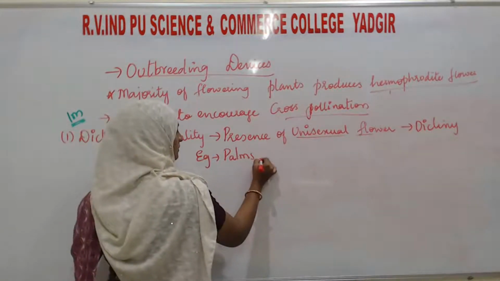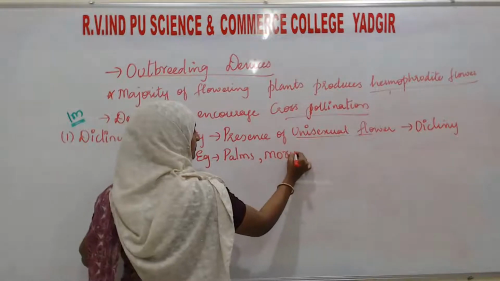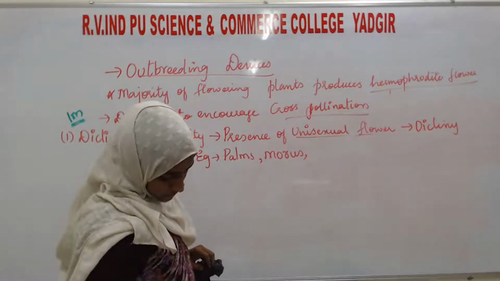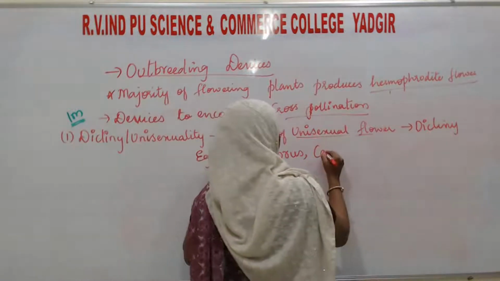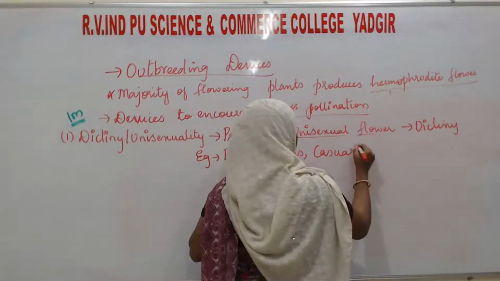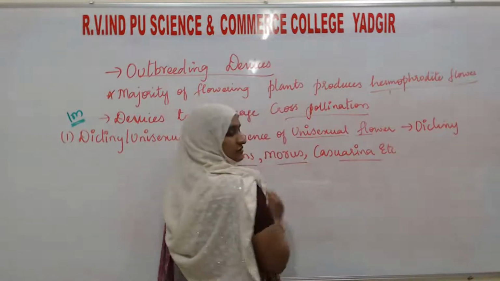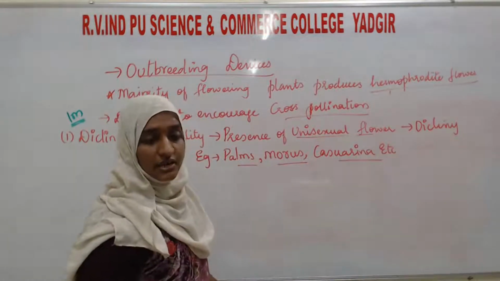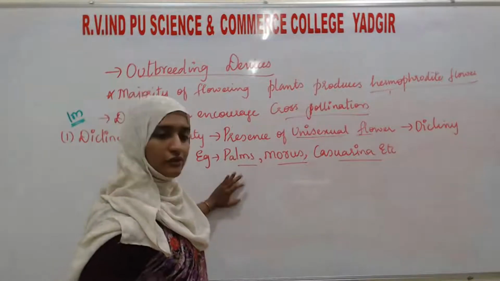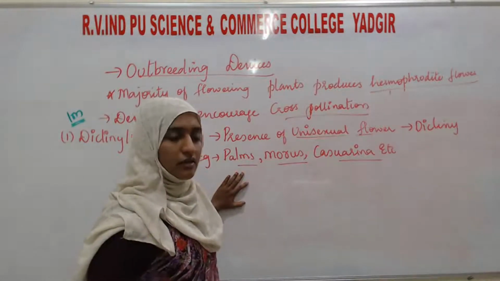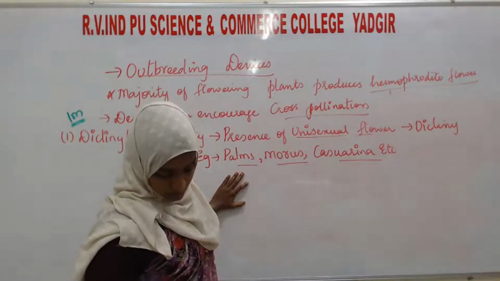Examples of this declining: palms, morus, and one more example, casuarina, etc. These are the plants which are showing the declining or unisexuality. They are also flowering plants, but their flowers are unisexual flowers, which will encourage the cross pollination.